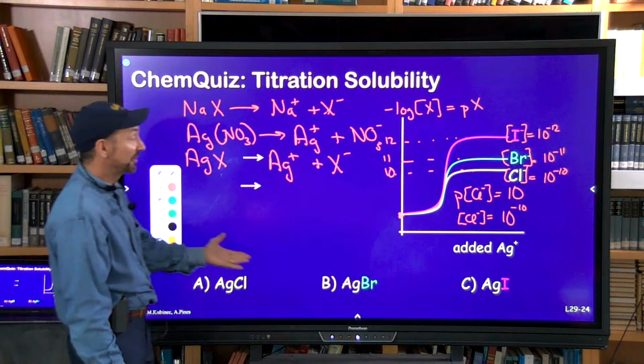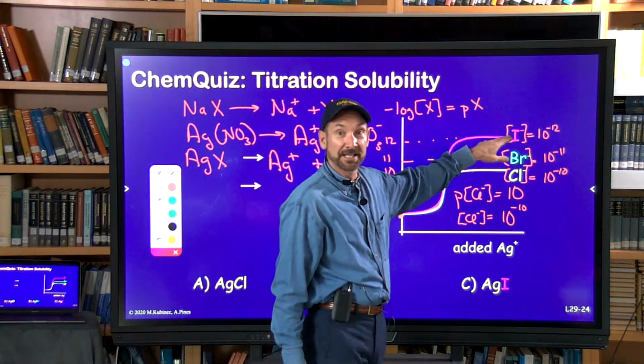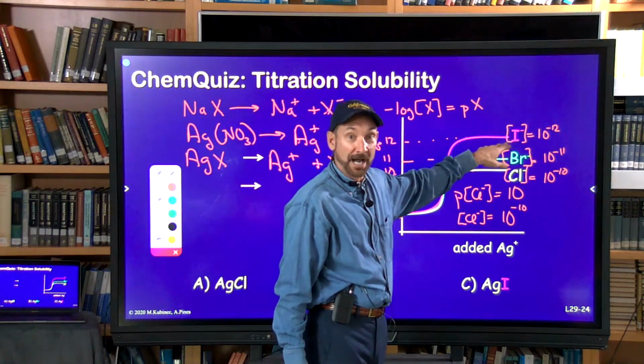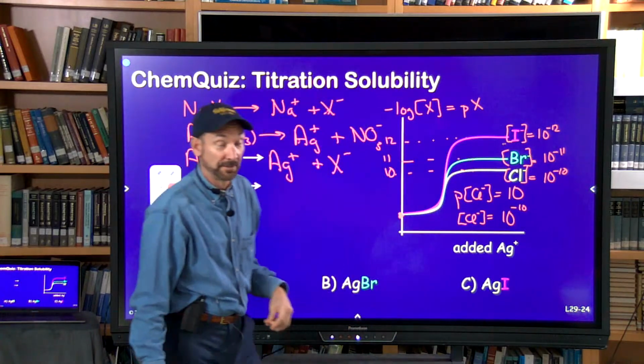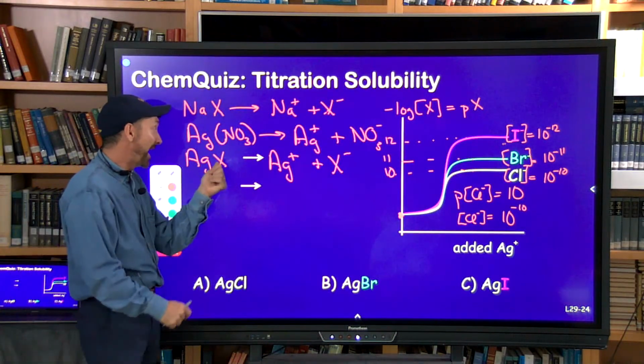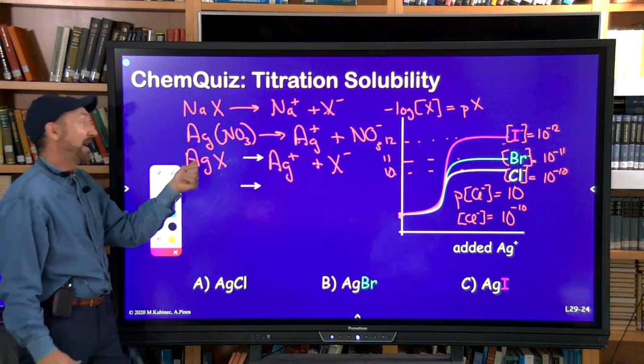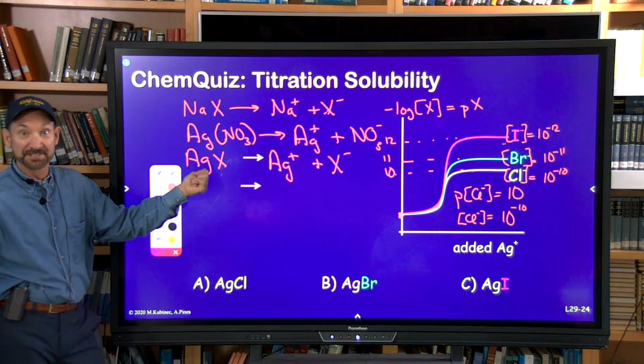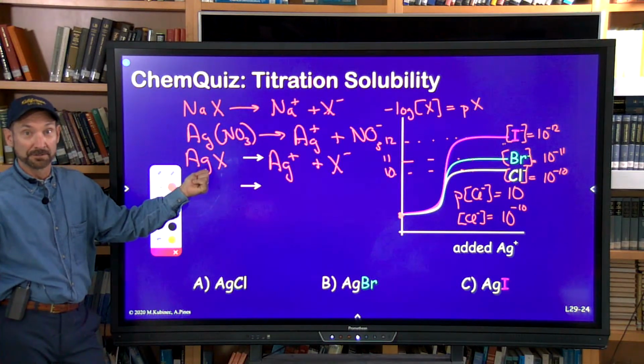So which has the lowest concentration of ions at equilibrium? Iodine, 10 to the minus 12th. So that means when iodine is here, the reaction goes furthest to this side. It's the least soluble of those salts.